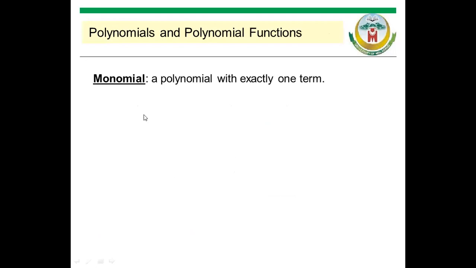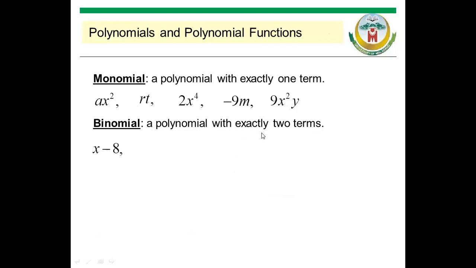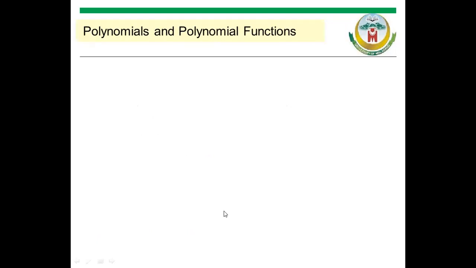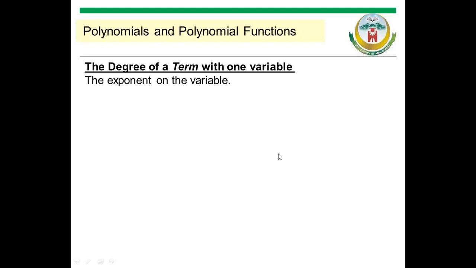Okay, now monomial. A polynomial with exactly one term is called a monomial. Okay, these are different monomials. Binomial, a polynomial with exactly two terms is called a binomial. And trinomial, a polynomial with exactly three terms. And if we talk about poly, poly means many terms.